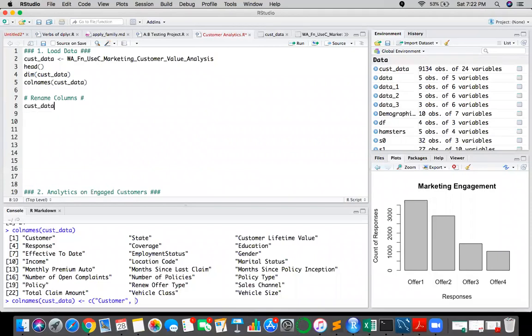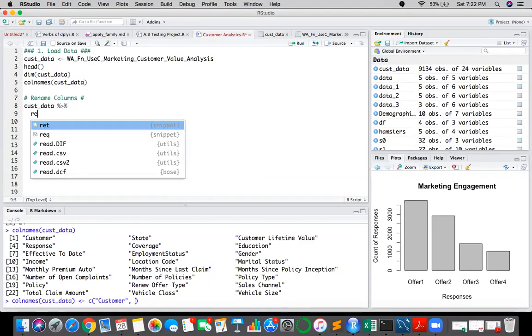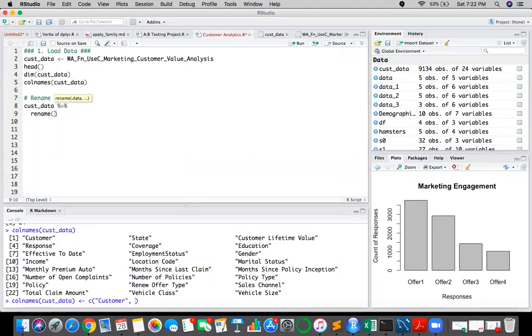I have the data in my customer data. This is where I have uploaded my data set, customer underscore data, right? So I'll use the pipe function. Then I'll use rename. And in my rename column, I'll just rename the columns which I need to change. So I need to change this customer with underscore values.